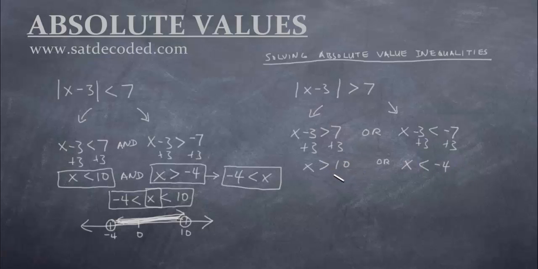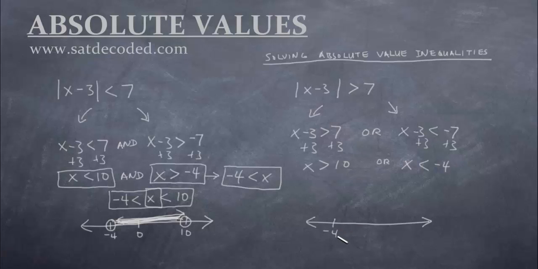Notice that the numbers here are the same, 10, -4, 10, -4. But if you look closely, now the signs are opposite. Whereas right here we have a greater than sign, over here we have a less than sign. Where we have a greater than sign right here, we have a less than sign right here. So they're opposites of each other. If you visualize this on the number line, you can see why this problem is different than this problem.